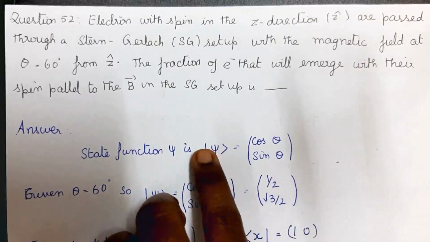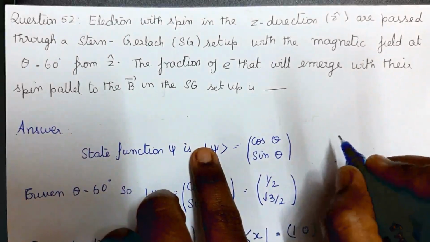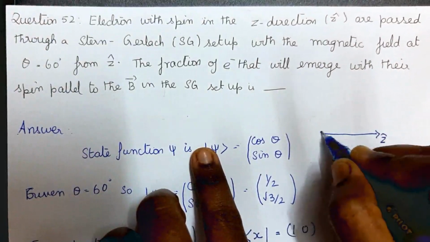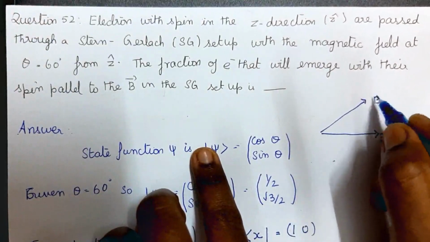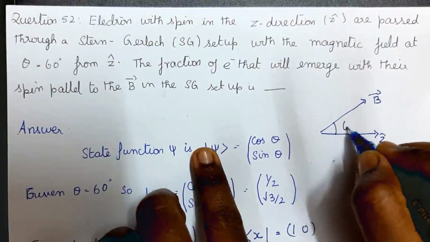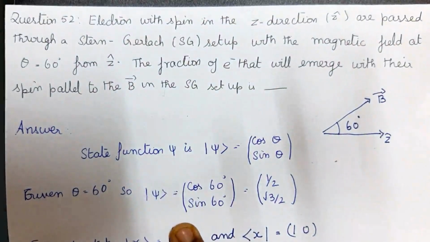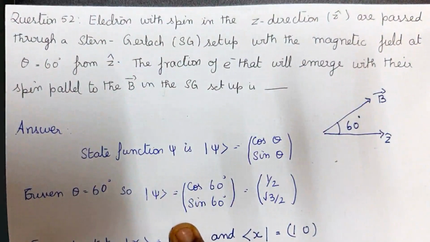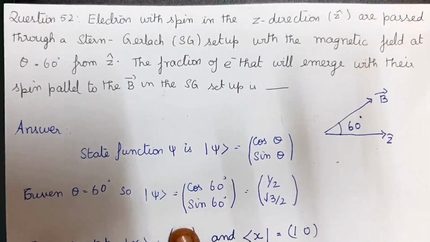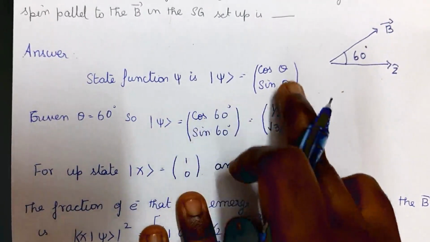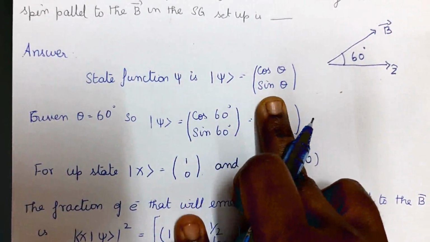In that case, the angle between the magnetic field and the z cap is 60 degrees. And they have asked us to find what fraction of electrons will emerge with the spin parallel to the magnetic field. So here the state function psi is equal to cos theta divided by sin theta.